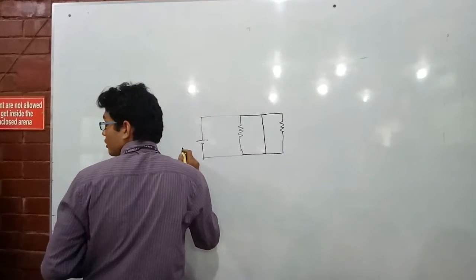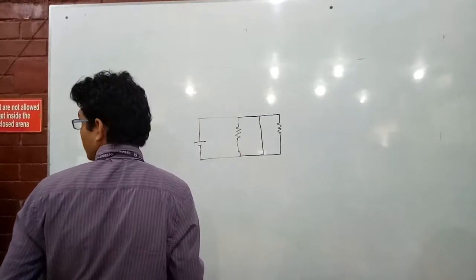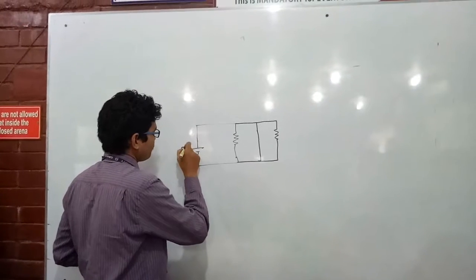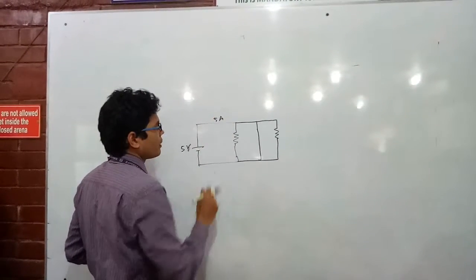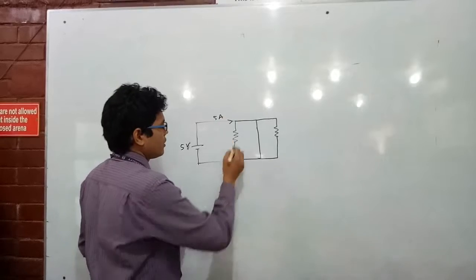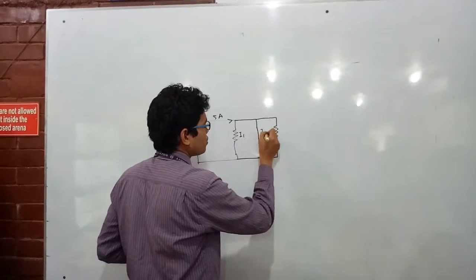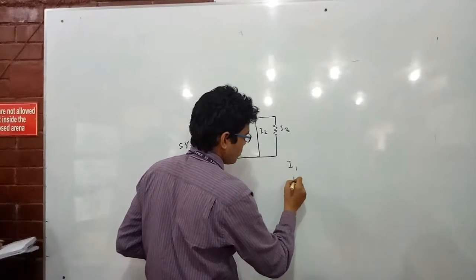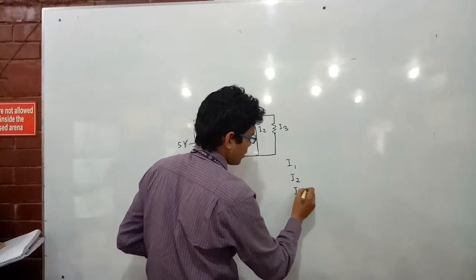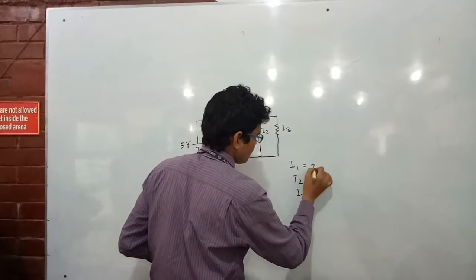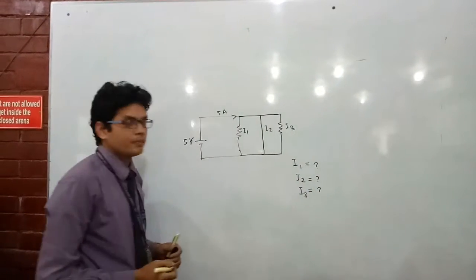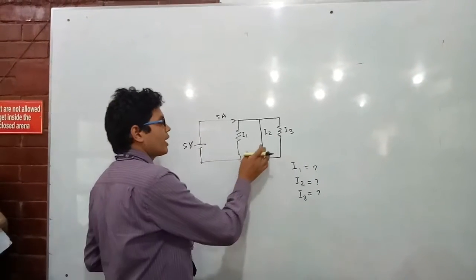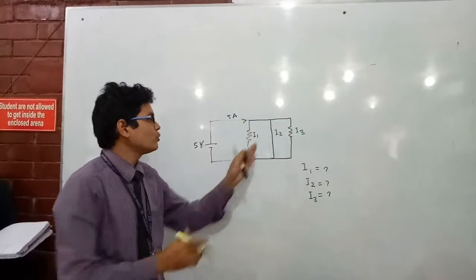Okay, let me explain. 5 volt, so that makes 5 ampere current maybe flowing this way. That is I1, that is I2, and that is I3. What is the value of I1? What is I2? And what is I3? Can you tell me? I1 is 5. Sir, I2 is 5 ampere, I1 and I3 is 0. Yeah. So all the current will be flowing through this way.